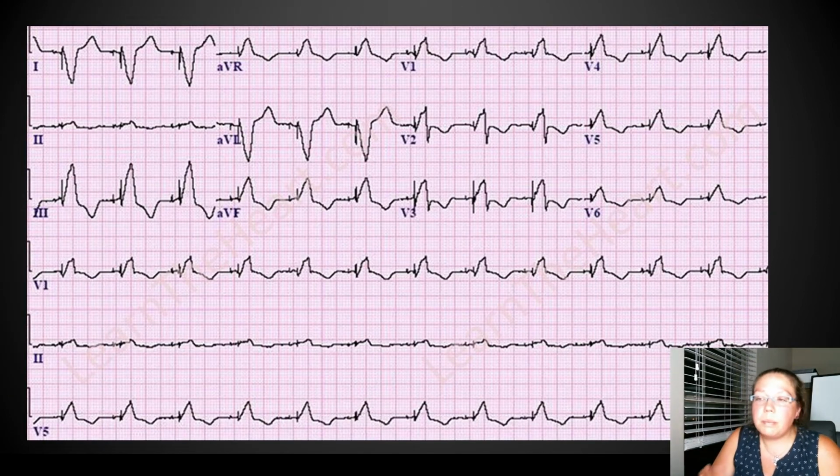All right, so this is what a pacemaker is going to look like on an EKG. So this person is dual paced, right? You can see tiny, tiny little pacer spikes. Baby pacer spikes. Here's a pacer spike. See here? So this guy is AV paced, dual paced. You see them all.